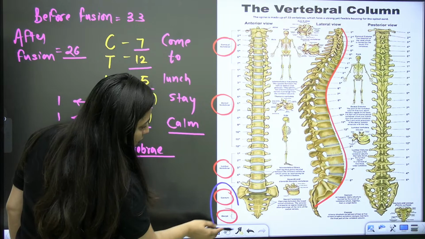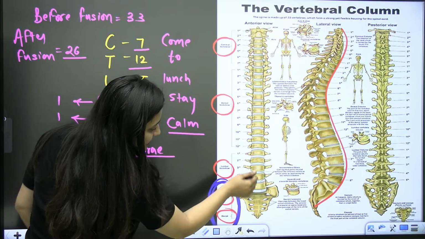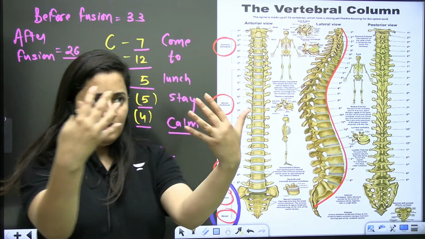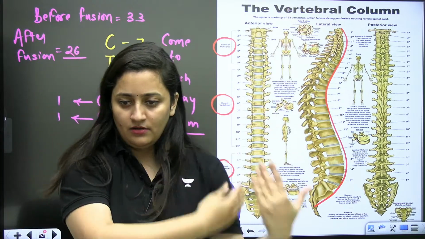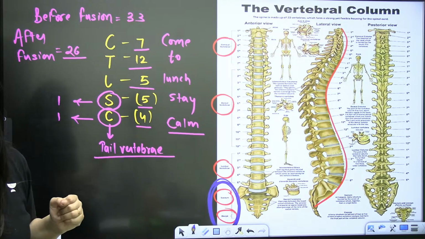The sacrum and coccyx part is also attached with the pelvic girdle. We will discuss it now. It is also attached to that pelvic girdle, and we are going to discuss it as well.